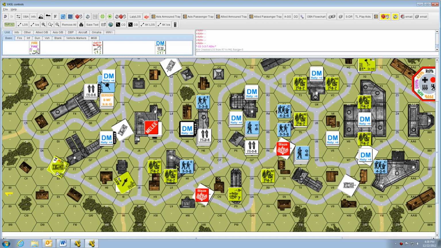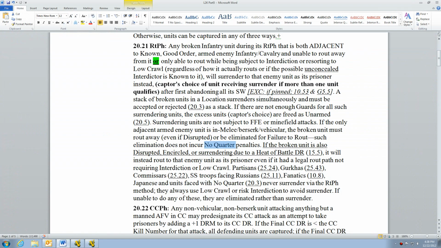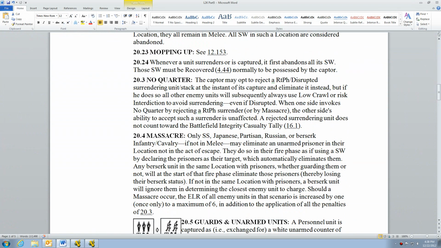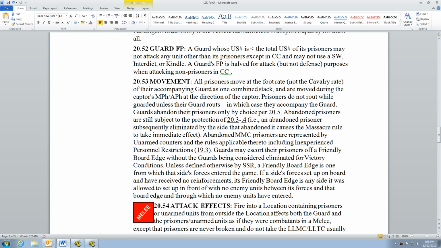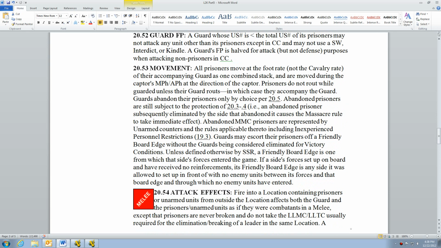Let's look at this hex here. N5 here. We have a broken unit. We have a broken German, looks like a half squad there, and he's got 2 half squad prisoners. So how is that, what rules are associated with that? Movement 12.53.